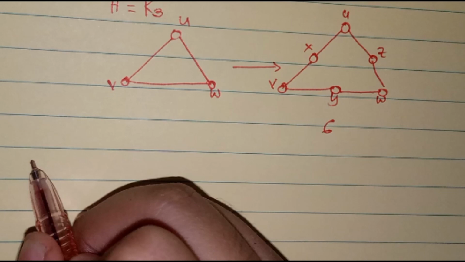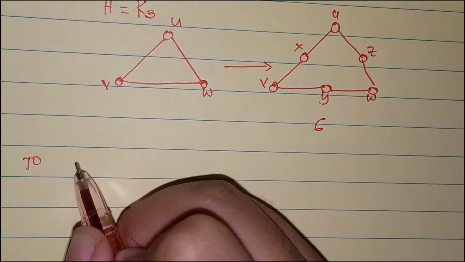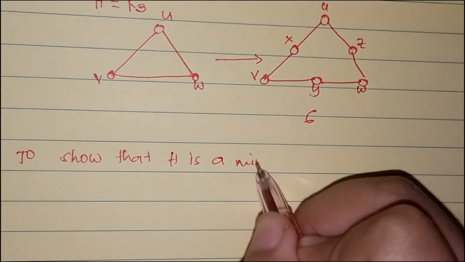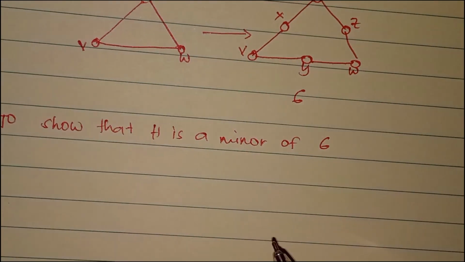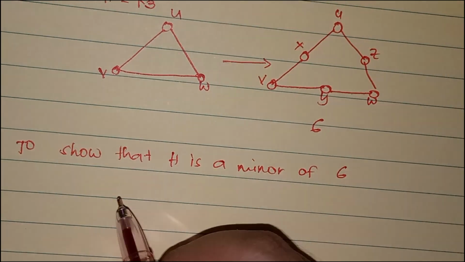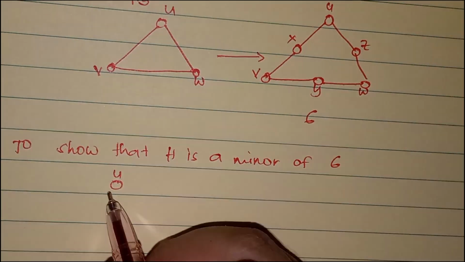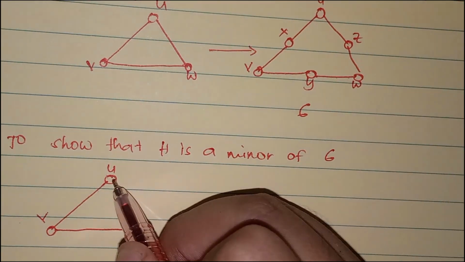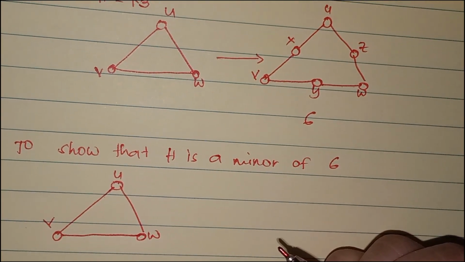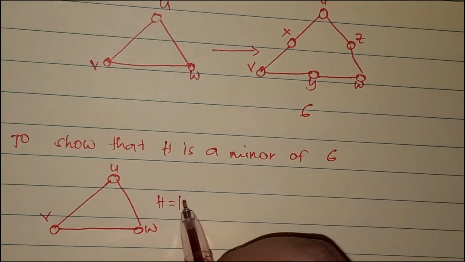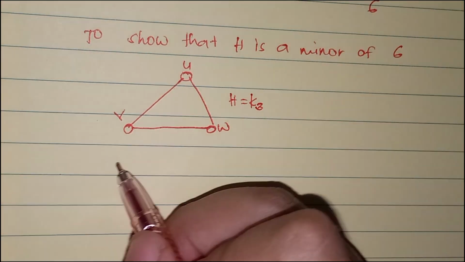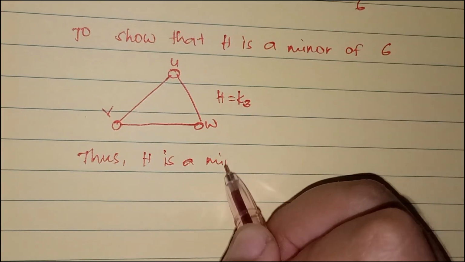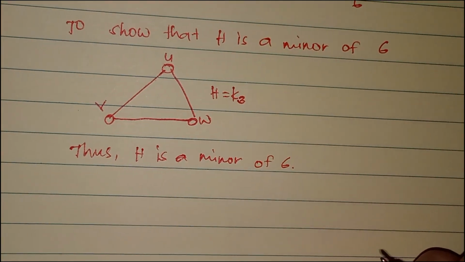So showing H is a minor of G, to obtain H as a minor of G, contract the paths back into single edges. So contract UXV into the edge UV, contract VYW into the edge VW, contract WZU into the edge WU. After these contractions, the resulting graph is H equal to K sub 3. So this demonstrates that H, the original graph, is a minor of G, its subdivision.